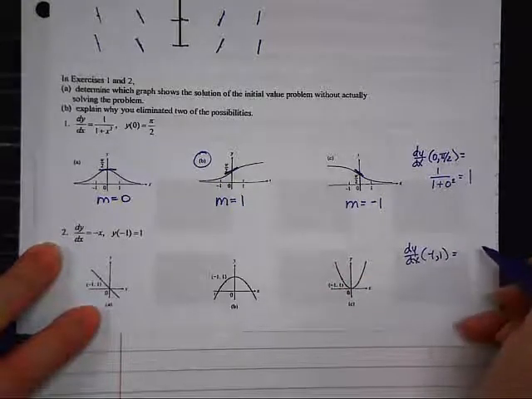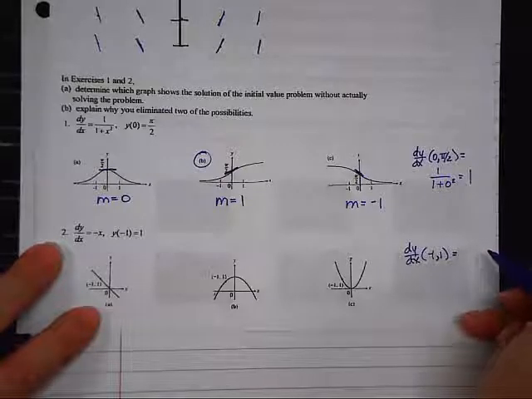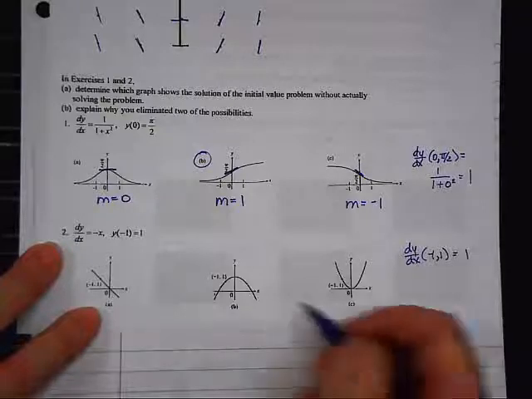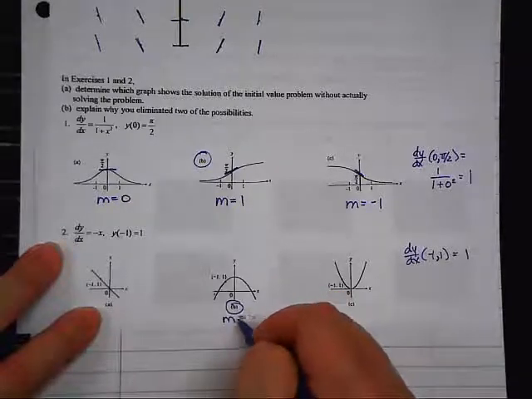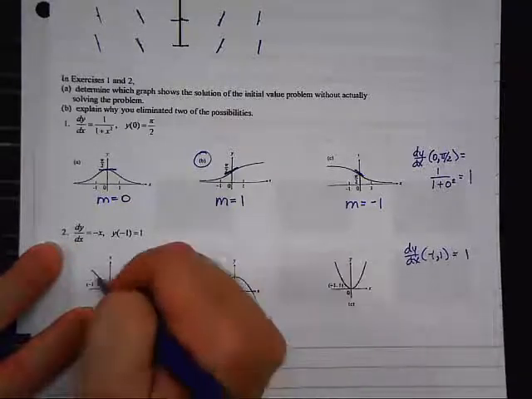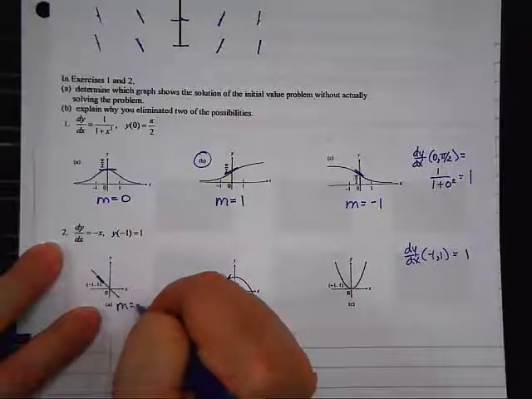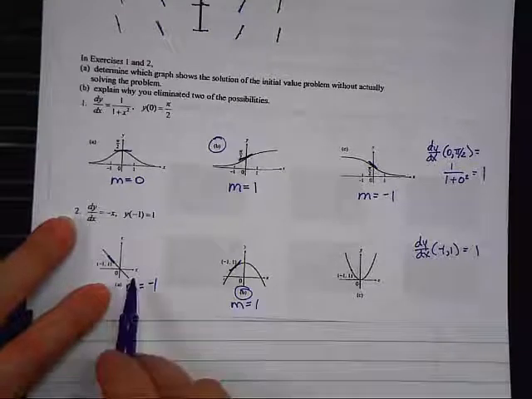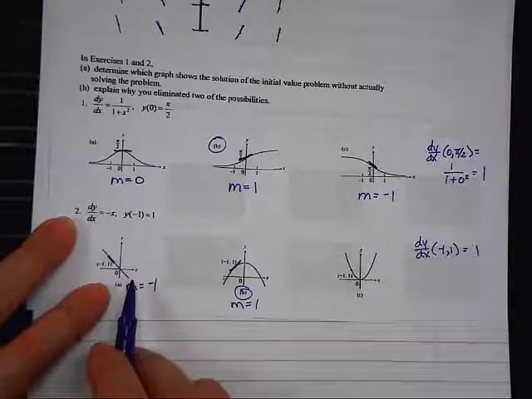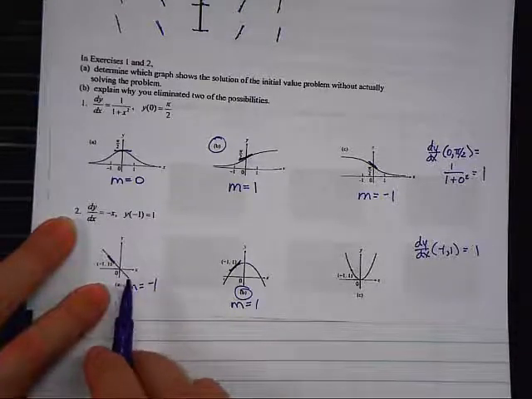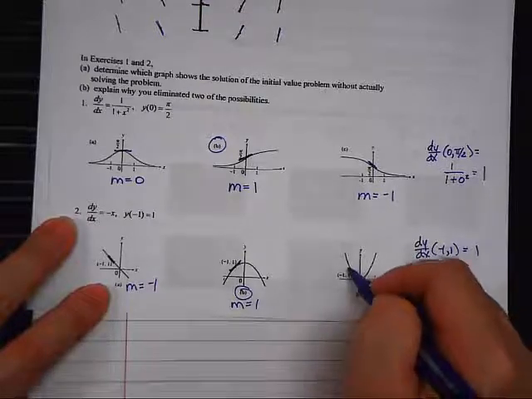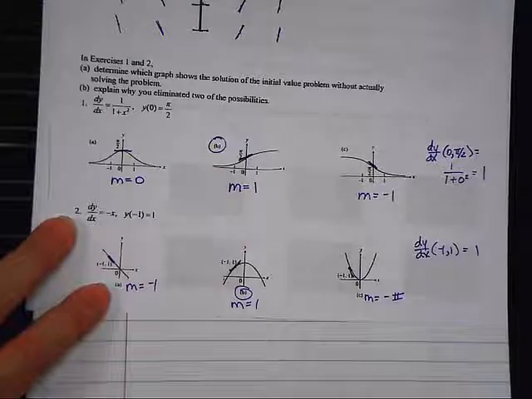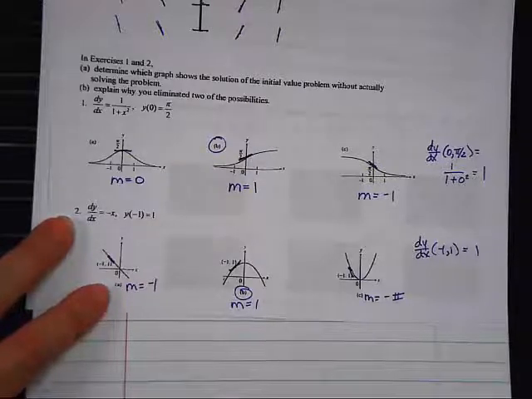What did you get the slope to be? 1. Positive 1. So which answer is correct? B. B is correct again. This has a slope of 1 because it goes like that. This one has a slope of definitely -1. How do I know? Because it's point (-1, 1) and (0, 0). It's asking for the slope at that point. Correct. And this one has a negative slope also. It's a negative number. I don't know what, but it's negative. The only one with a positive slope is B.